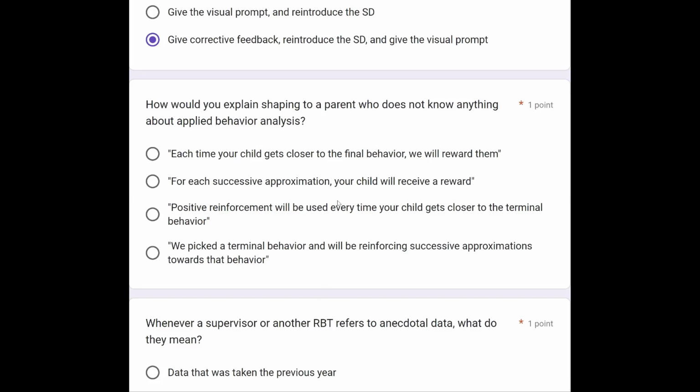D, we picked a terminal behavior problem and we'll be reinforcing successive approximations towards that behavior. This is a great definition of shaping, but it's technical, it's jargon-filled. We might understand it. People who know nothing about ABA do not. If we're going to explain it to someone who knows nothing about ABA, we need to keep it simple. Each time your child gets closer, approximations, to the final behavior, terminal behavior, we will reward them, reinforcement.